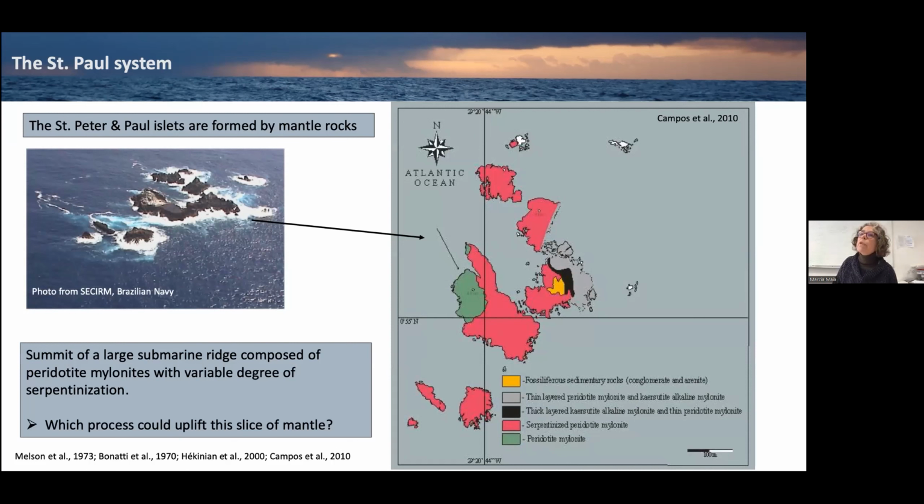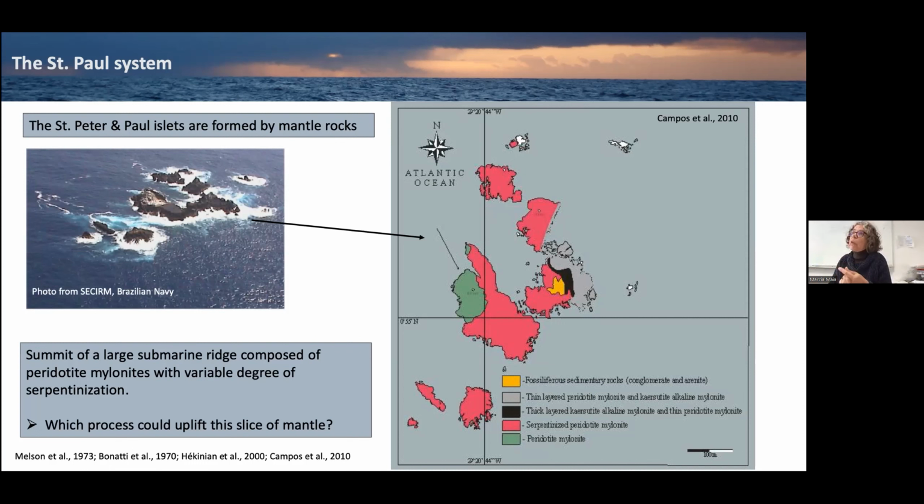There are several studies that show that these rocks are formed by peridotite, highly deformed peridotite, with different degrees of serpentinization. Here there is a map that was drawn by one of my colleagues, Thomas Campos, showing the distribution of these peridotites on the islets of St. Paul. So the question is, which kind of process would be responsible for the uplift of such a large slice of mantle rock? Because the islets themselves are part of a large submarine ridge.